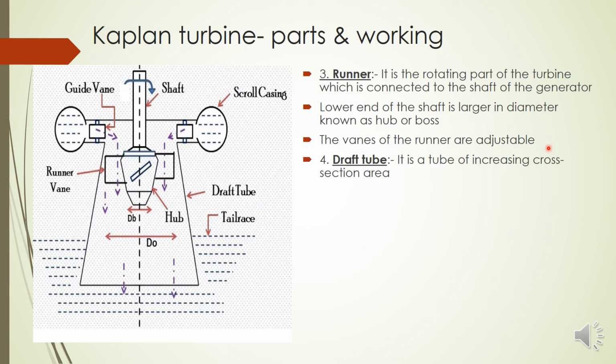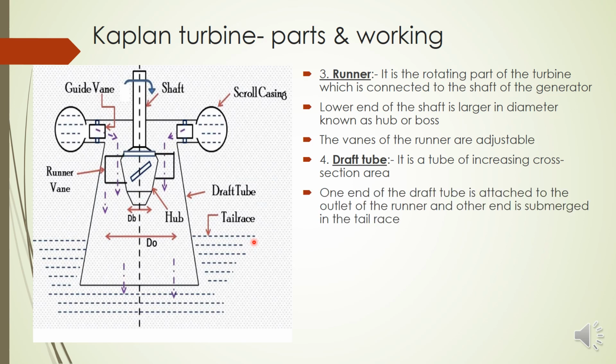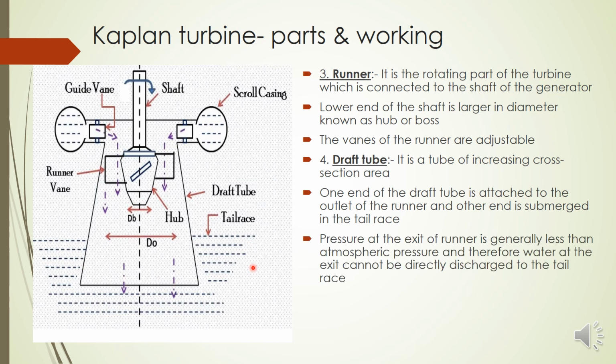And here also we have a draft tube because in the reaction turbine, the pressure will be less than atmospheric here. At the tail race, the pressure will be atmospheric. So we will not directly discharge the water. We have to use a tube of increasing cross section. So a tube of increasing cross section is used, and one end of the draft tube is connected to the outlet of this hub. The other end is submerged in the tail race. So all these are common points for the Francis turbine also. So these are already discussed.